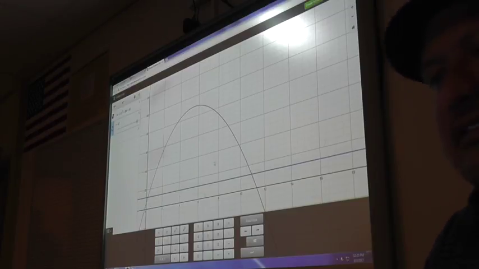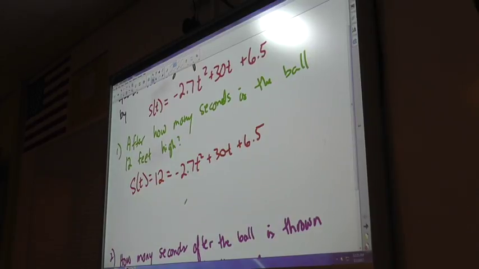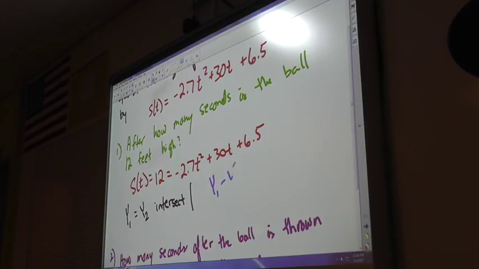Now there are two ways to do this that I taught you guys before. One is you can do y1 equals y2 and then you use the intersect, right? So that's kind of what that graph did. The other way is you can do y1 minus y2. Now think about this. If I subtract y2 from both sides, what am I going to get on the right hand side? 0, right?